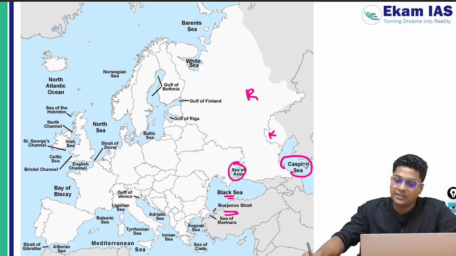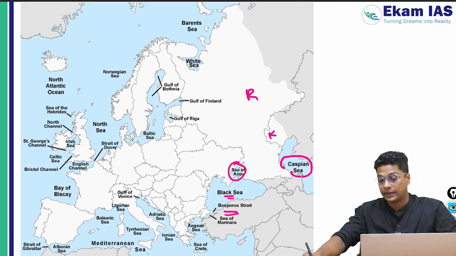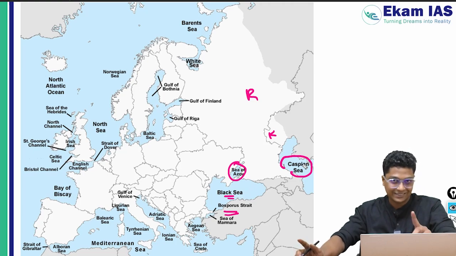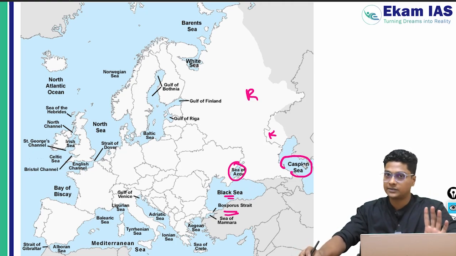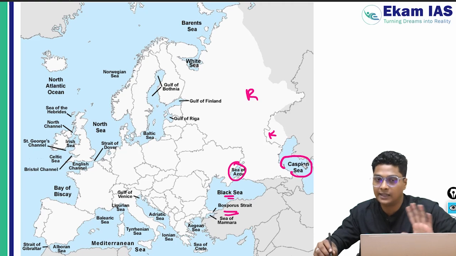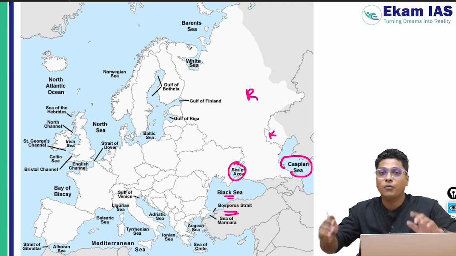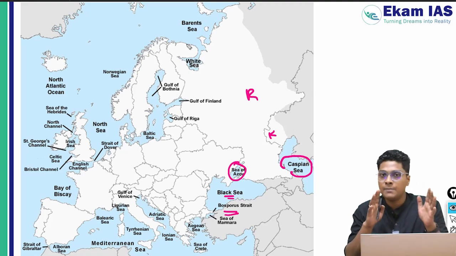So the Caspian Sea is also located here. The Caspian Sea and the Black Sea are not connected, they are separate. The Caspian Sea is towards the right of the Black Sea. The Caspian Sea is not a sea, it's a lake. Remember that as well. Even though the name says Caspian Sea, it is a lake. Okay. So we have studied the water bodies surrounding Europe.